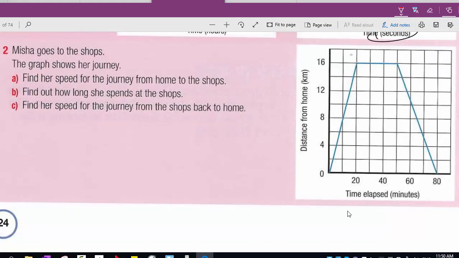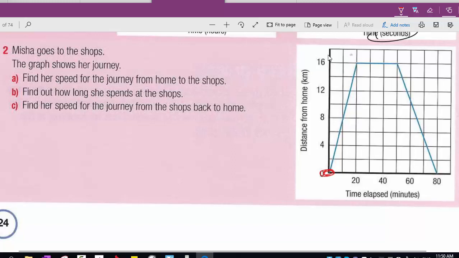The graph shows her journey. Find her speed for the journey from home to the shops. So this is home, 0. And the shops are 16 kilometers away from her home. The speed from home to the shops is 16.